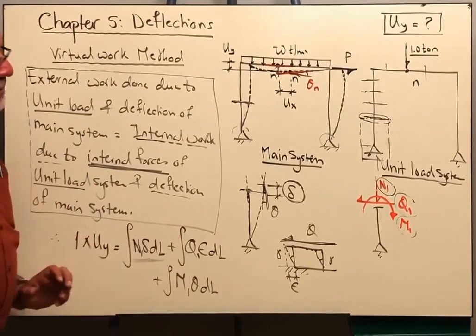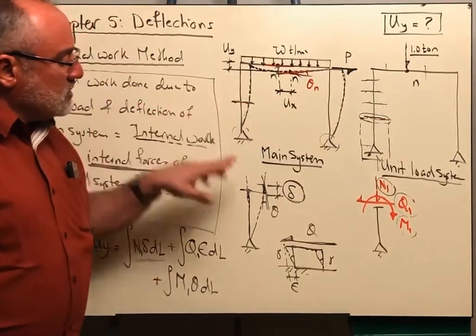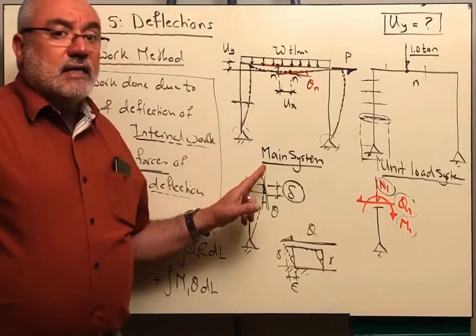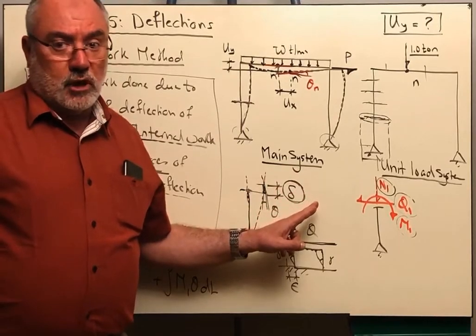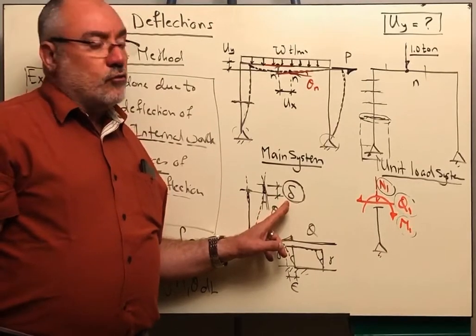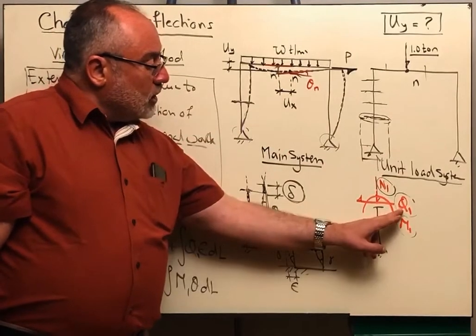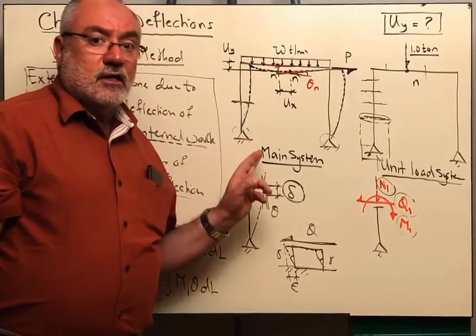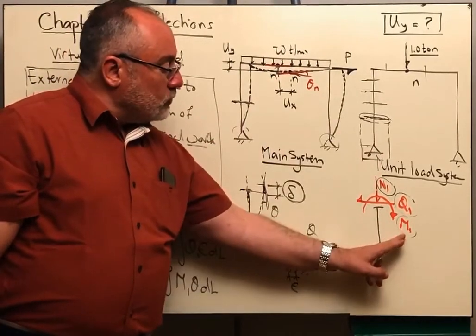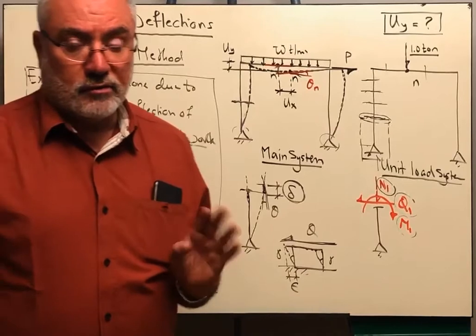Now the right hand side. If you take any arbitrary section in the unit load system and in the main system, you will have N1, Q1 and M1, and you will have delta, theta and epsilon. When you multiply N1 by delta, you are getting the internal work due to the normal force, but you need to integrate that. And when you multiply Q by epsilon, you are getting the internal work done due to the shear, but you have to integrate throughout the length. And also for the moment, you have to multiply this by theta in order to get the work done by the moment. Very good.